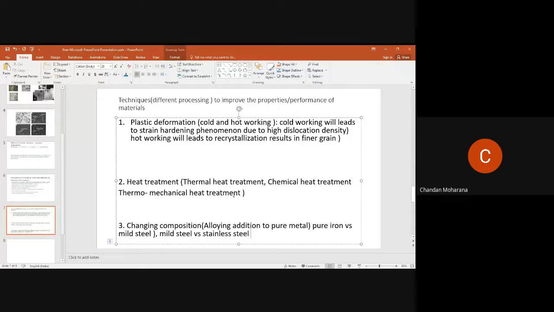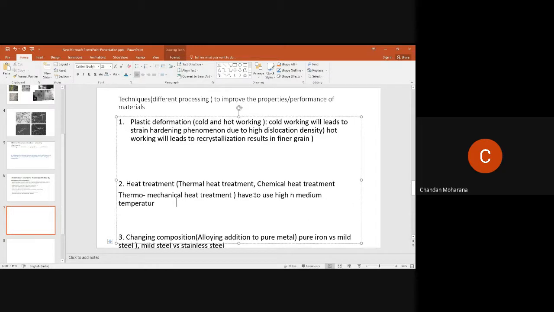Heat treatment is a very good technique, a very good kind of processing, which can remove this one or this one, right? You can enhance the properties or the performance of a material just by using heat, just by using furnaces. How to do heating? Just by using different furnaces. Have to use high and medium temperature furnaces.